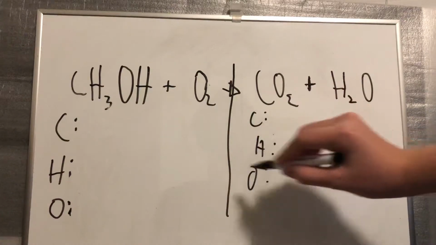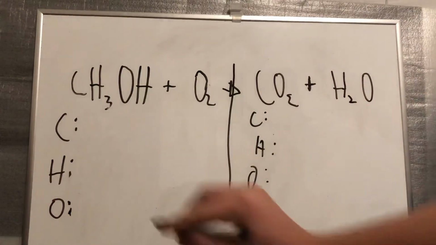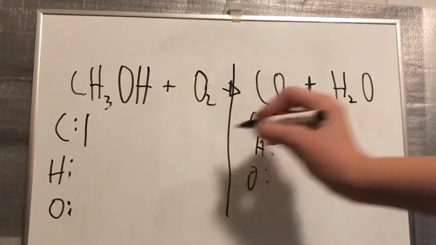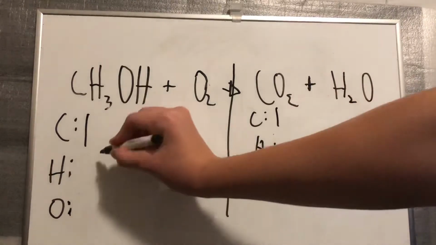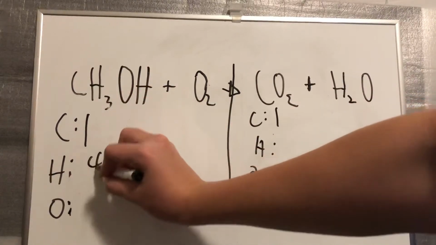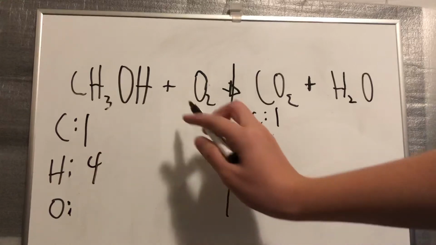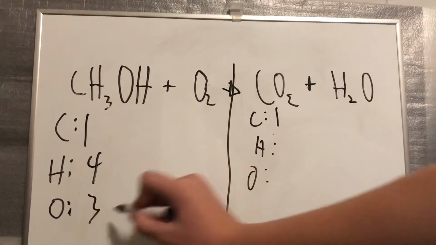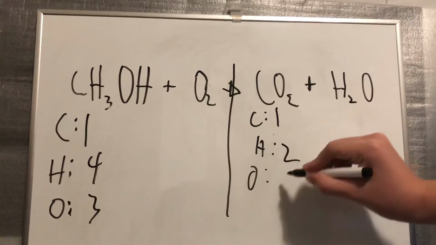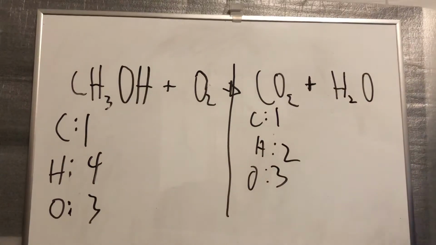This right here is the inventory. So right now we have one carbon over here, one over there, 4, and 3 over here, 2, and 3 over here as well. Then I'm going to try to balance what looks like the most complicated formula, which is CH3OH.